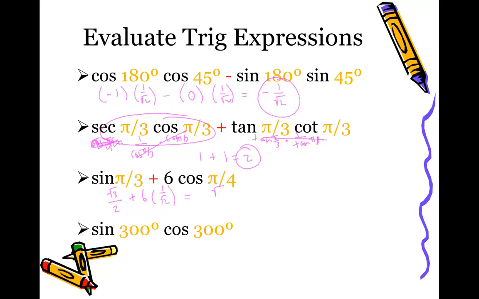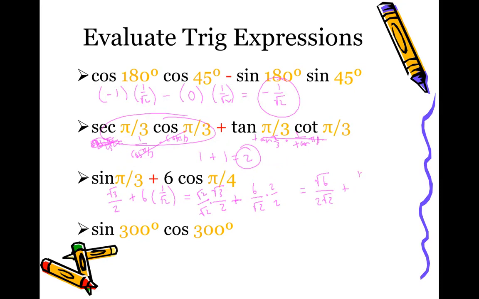Let's see. Root 3 over 2 plus 6 over root 2. Oh, God. Should I try to come up with a common denominator? I guess I should. I'll multiply this by root 2 over root 2, and I'll multiply this by 2 over 2. So I get root 6 over 2 root 2 plus, oh, I had a better way I could have done this. Whatever.